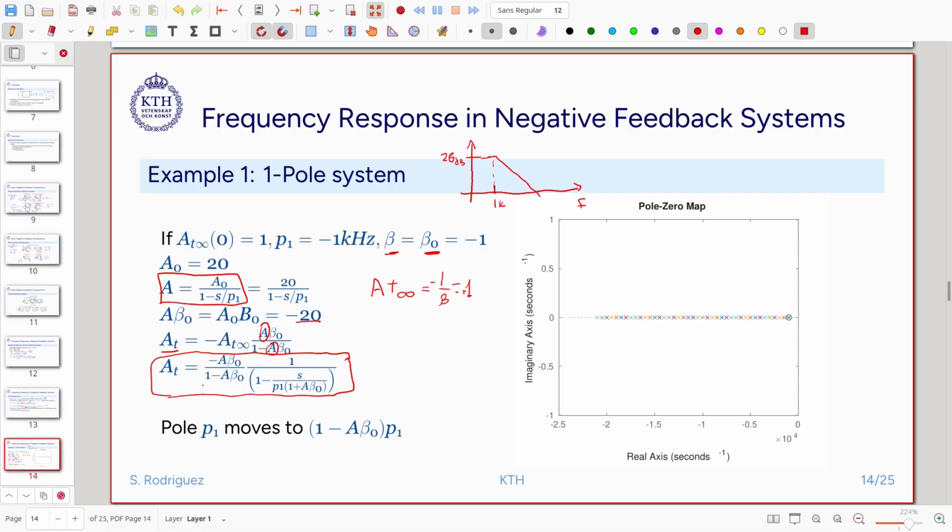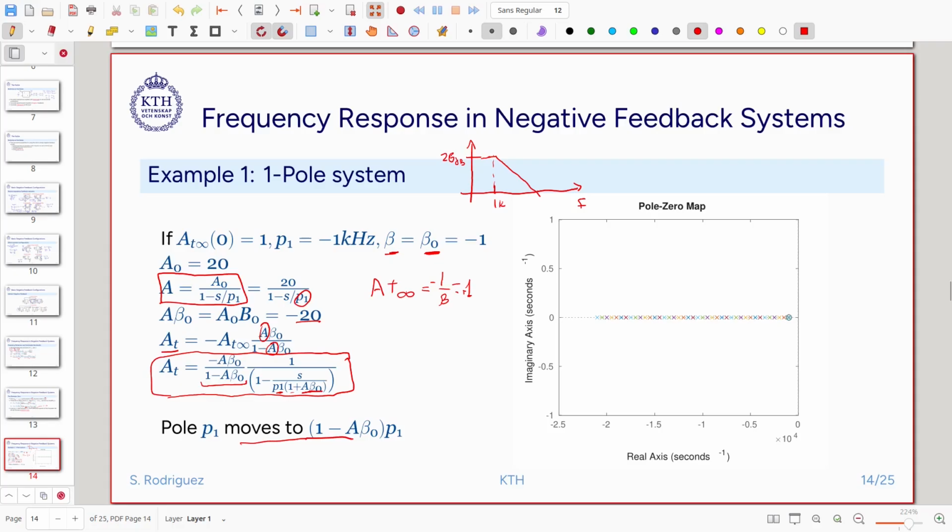The low frequency part has not changed. This depends only on the A0. This has not changed, as we expected. But the position of the pole has changed, and has changed a lot. The position of the pole has been moved by the same amount as the loop gain, A beta 0. So originally the pole was here at P1, but now it has been multiplied by 1 plus A beta 0.